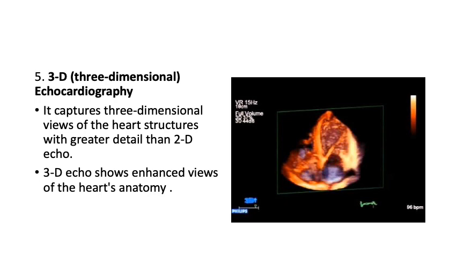Next is the 3D echo technique that captures the three-dimensional views of the heart structures with greater detail than the 2D echo. The live or real-time images allow for a more accurate assessment of the heart function by using measurements taken while the heart is beating. 3D echo shows enhanced views of the heart's anatomy and can be used to determine the appropriate plan of treatment for a person with heart disease.